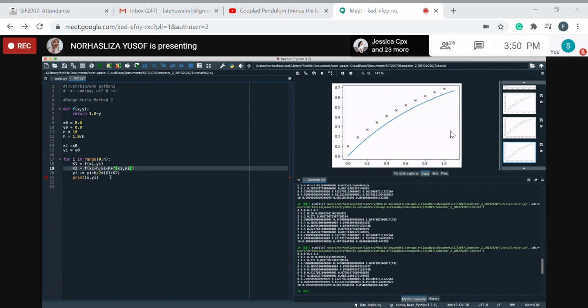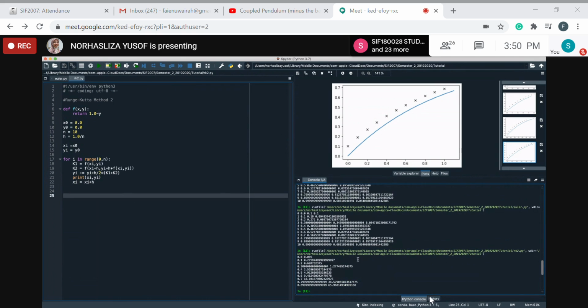Another thing is you have to iterate your x. So your x will now be your xi, so your xi is equivalent to xi plus h. We'll see how it goes. All right, so it gives some values, can you see the value here? I think the result is incorrect somehow.